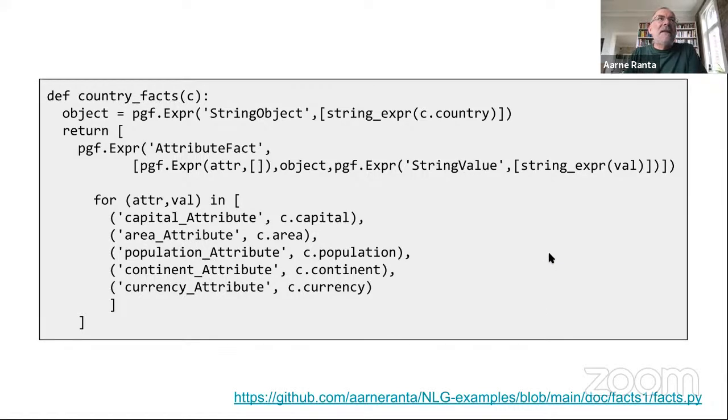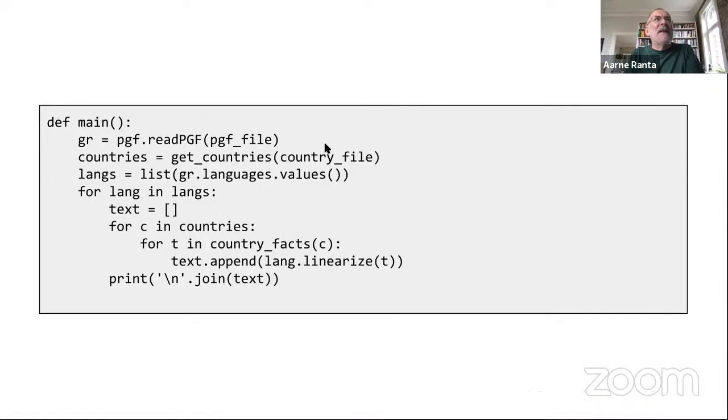So this is the Python program that generates a list of abstract syntax trees using the GF Python API, building an expression in this way. And then the main program just reads the PGF file, reads the countries, then builds the list of all of the languages, and then it loops over all the languages, and then it loops over all the countries and generates all of the facts about these countries.